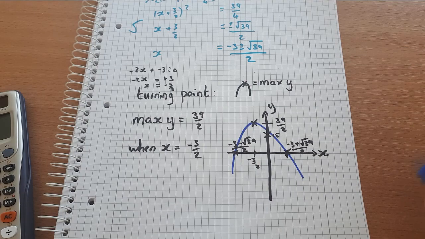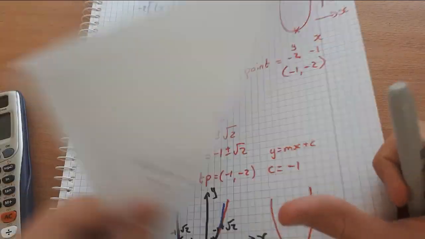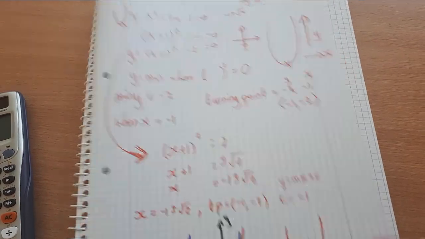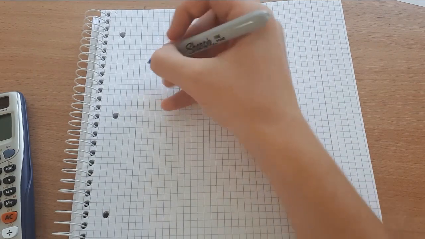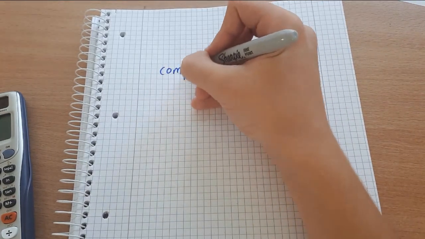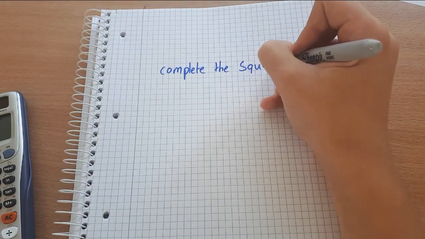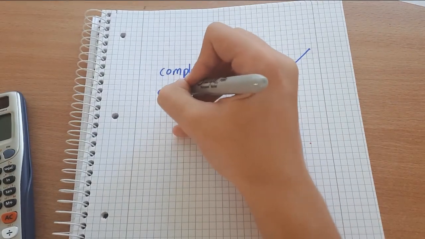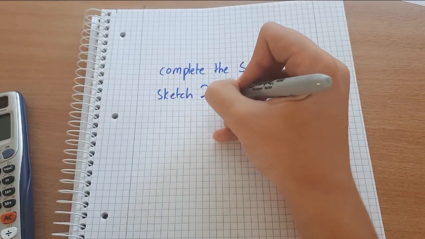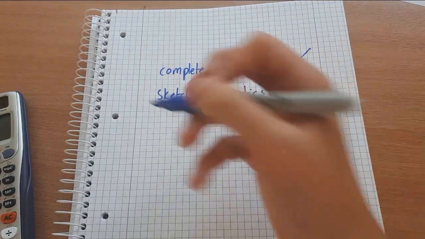And yeah, that is sketching graphs by completing the square, which is quite complicated. It is quite confusing, however, you can do it. You can complete the square. You can sketch quadratics by completing the square.